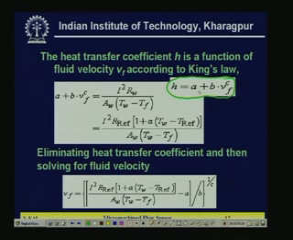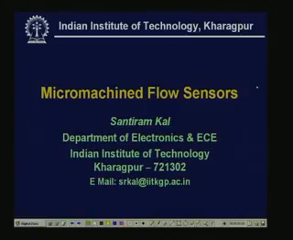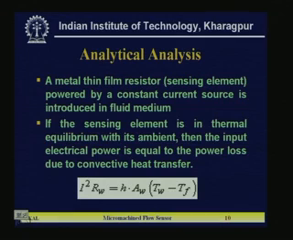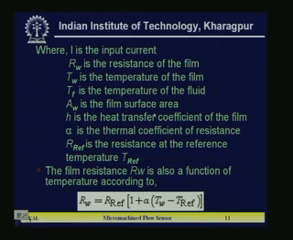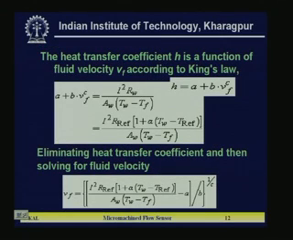Now, H is equal to A plus B Vf to the power C, and that will be equal to, in the earlier equation, you can see this equation: I square Rw is equal to H into Aw into Tw minus Tf. So, H will be given by I square Rw divided by Aw into Tw minus Tf. There the H value is substituted here, then you get I square Rw divided by Aw into Tw minus Tf, and in the second equation, Rw is put, because Rw is equal to Rf, R reference, into 1 plus alpha into Tw minus T reference.